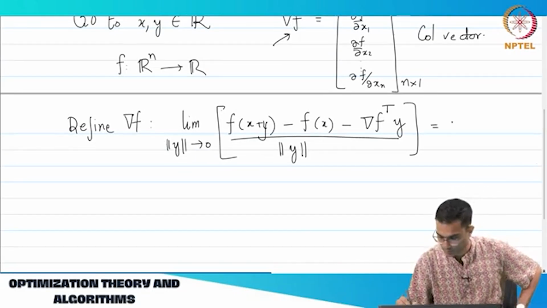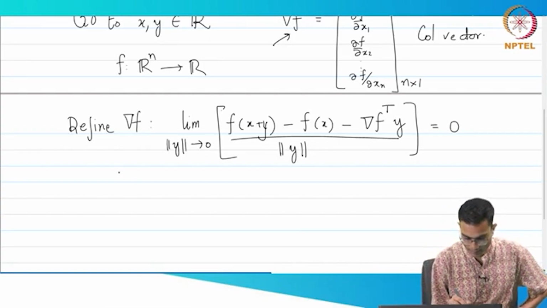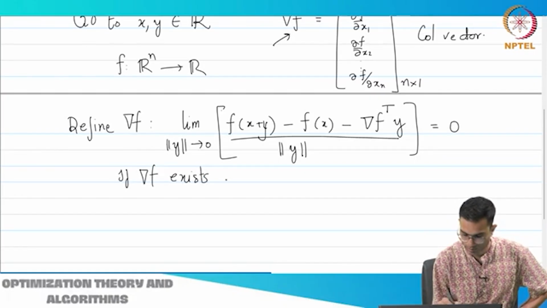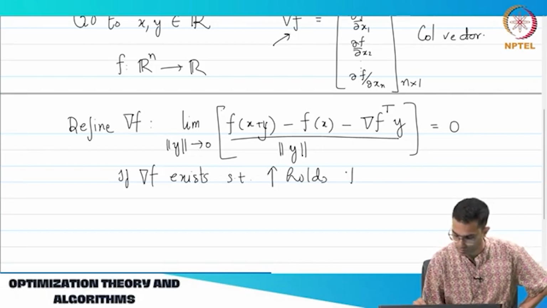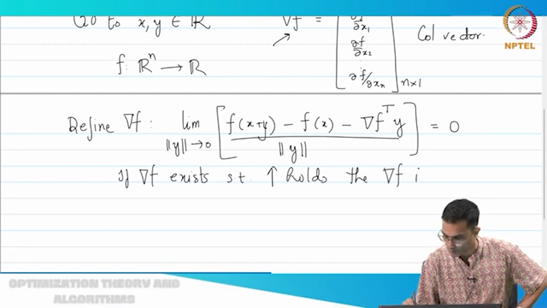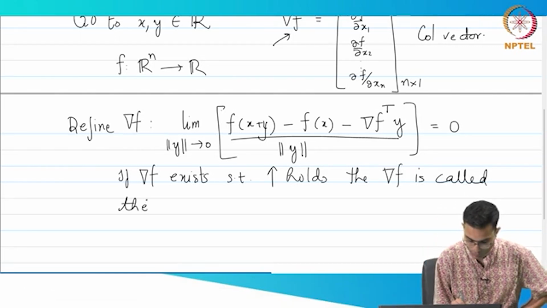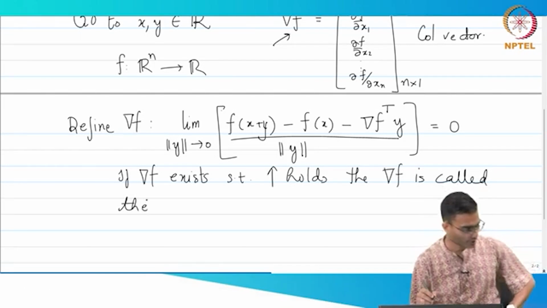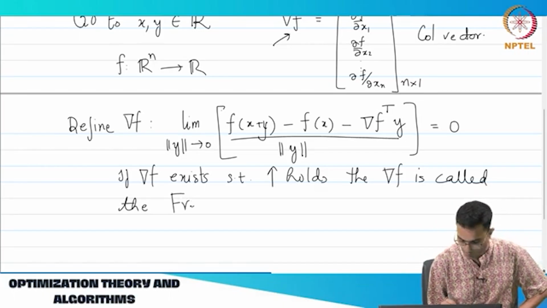Oh, right. When this is equal to 0, we say that, so if grad f exists such that the above holds, then grad f is called the, there's in fact a name of, if you were born a few hundred years ago, it would have been named after you, but unfortunately, tough luck. It's called the Frechet derivative.